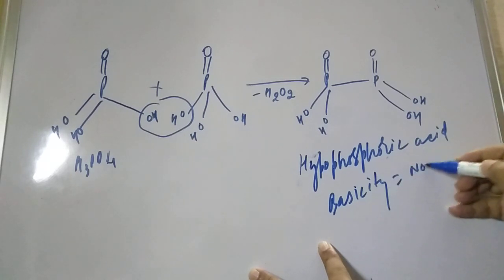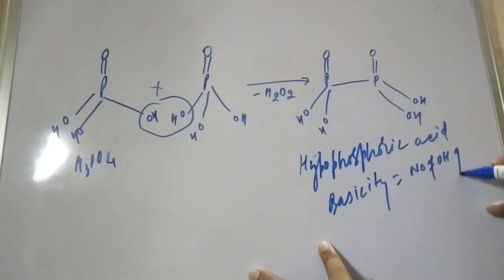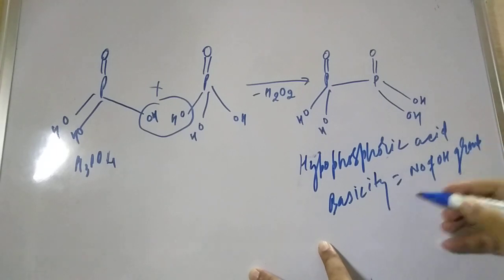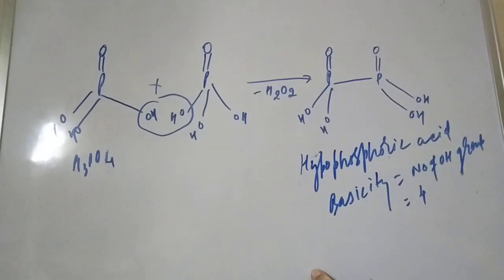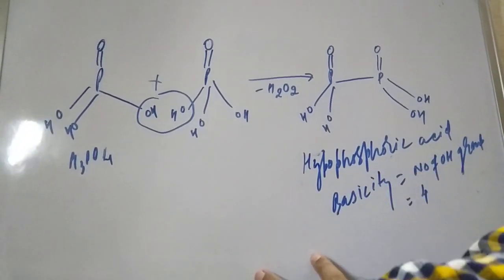Now for hypophosphoric acid, if they are asking basicity, what could the basicity be? It is proportional to the number of OH groups. So how many OH groups? 4 are there, so basicity will be 4. Now we are going to study another one.